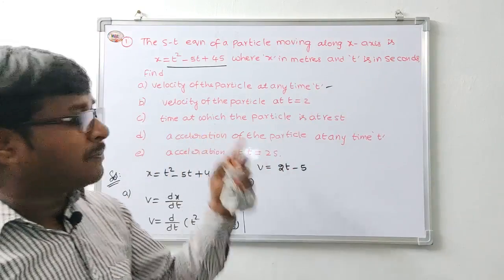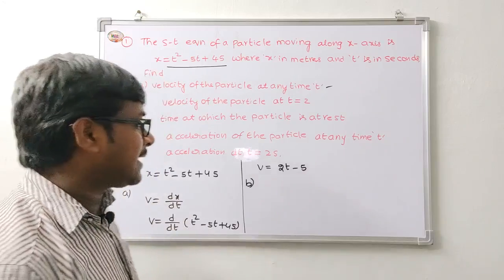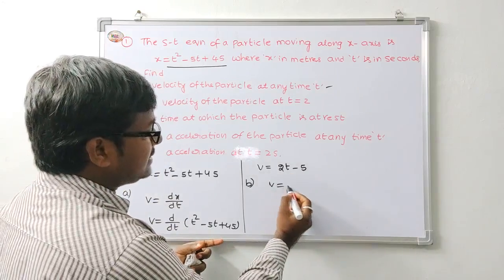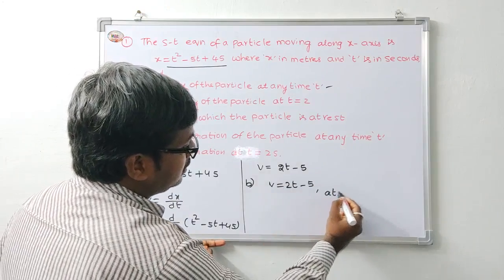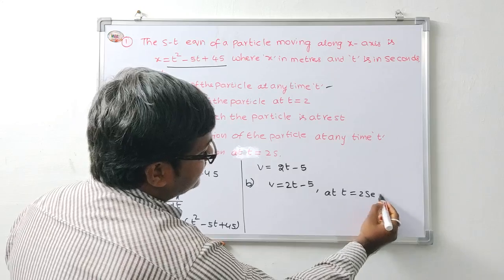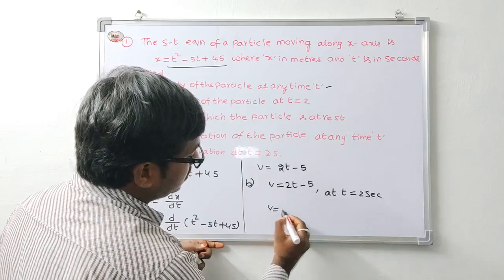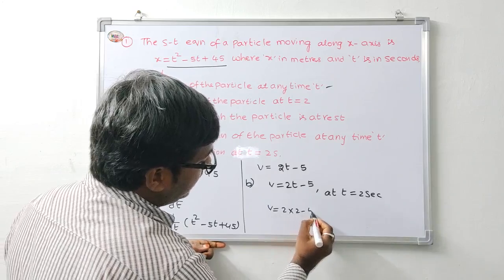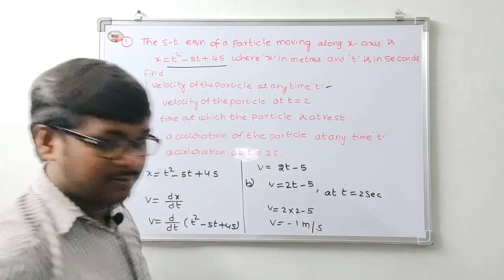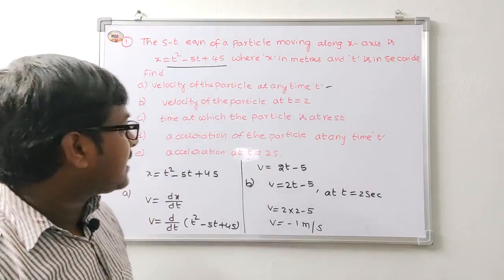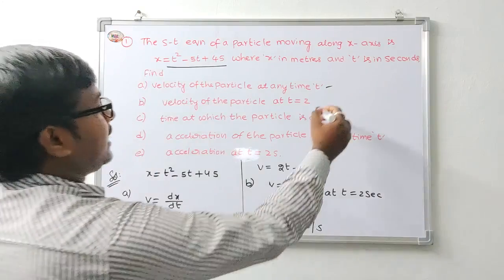Second, the velocity of the particle at t = 2 seconds. In the equation v = 2t − 5, at t = 2 seconds, v = 2 × 2 − 5. Then v = −1 meter per second. This is the second part.